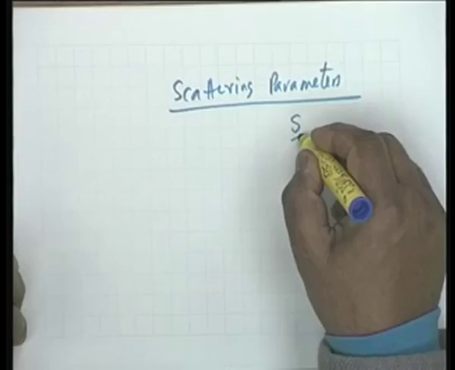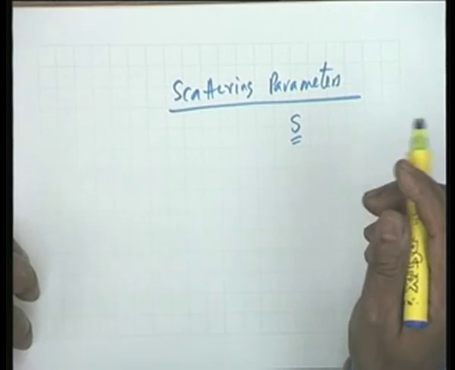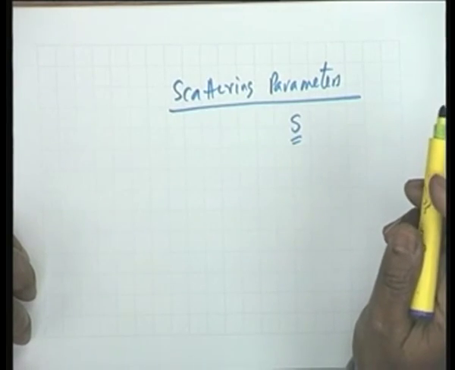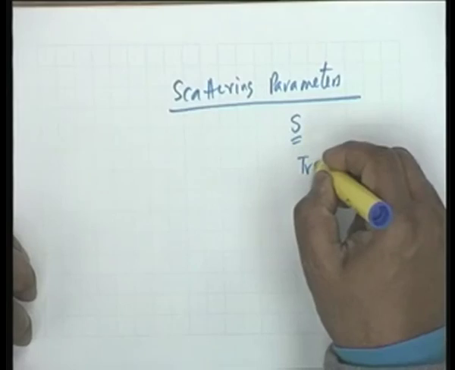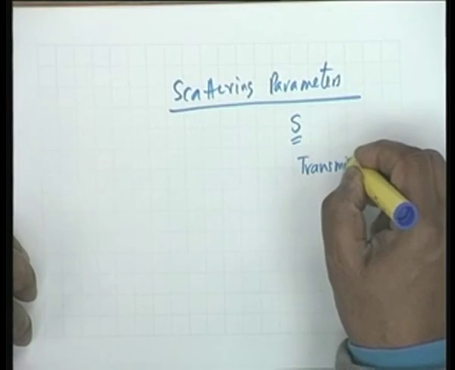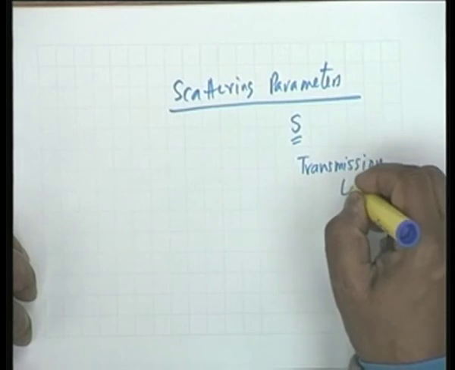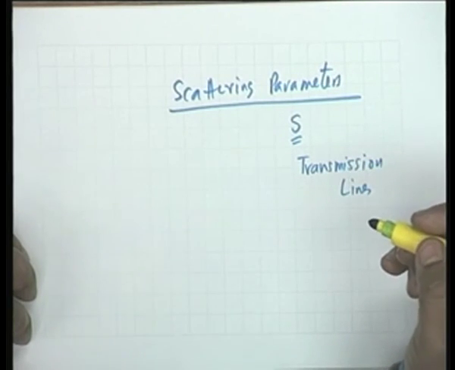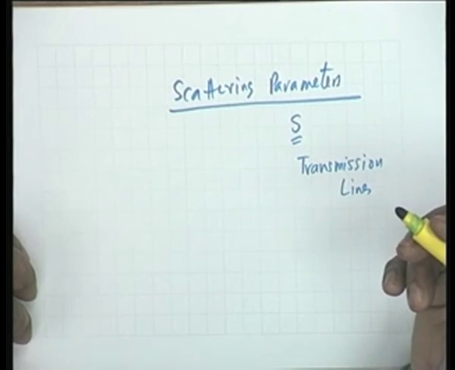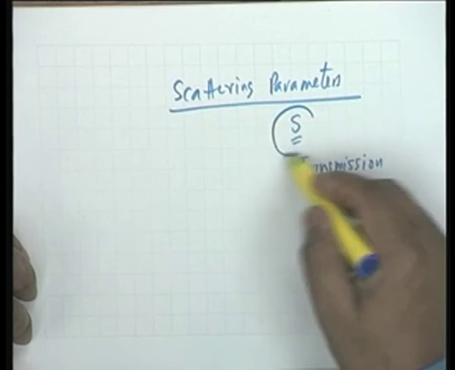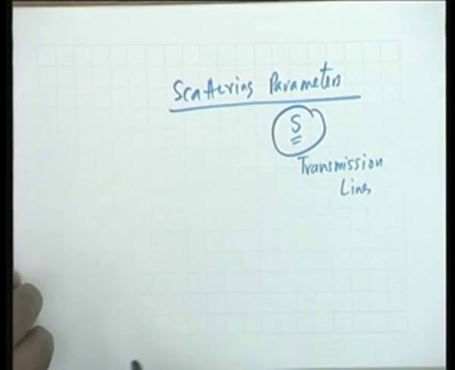The scattering parameters we shall describe for 2-port networks. They will be particularly useful for, number 1, transmission lines, which you shall study in electromagnetic theory, and in microwaves. If you happen to take an elective course on microwave circuits, well, you cannot do without scattering parameters. So we shall discuss them also.